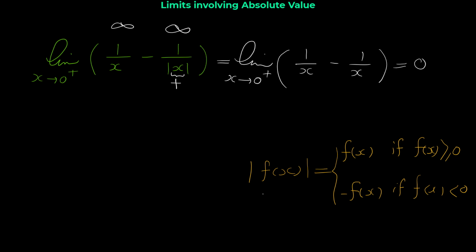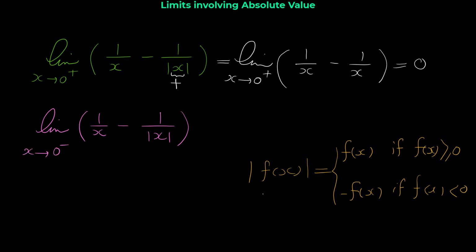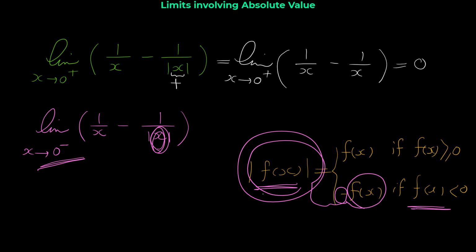Let me show you the next example. What is the limit of 1 over x minus 1 over absolute of x? Same expression, but this time x approaches 0 from the negative side. Note that x approaches 0 from the negative side, so the expression inside the absolute is less than 0. x is a negative number. When the expression inside the absolute is negative, the absolute of that expression is negative of f of x. So absolute of x is negative x.